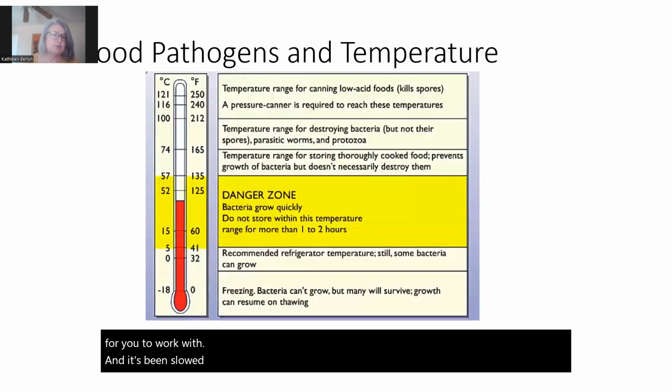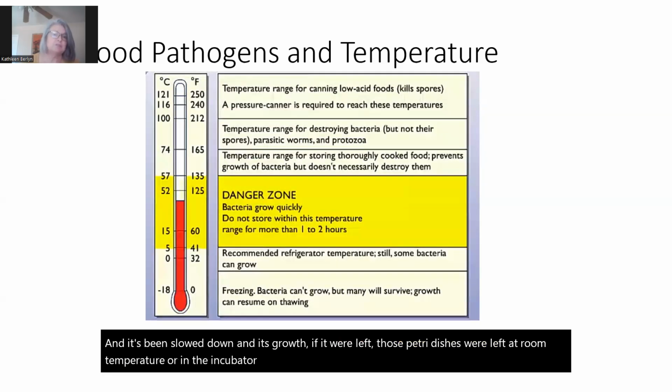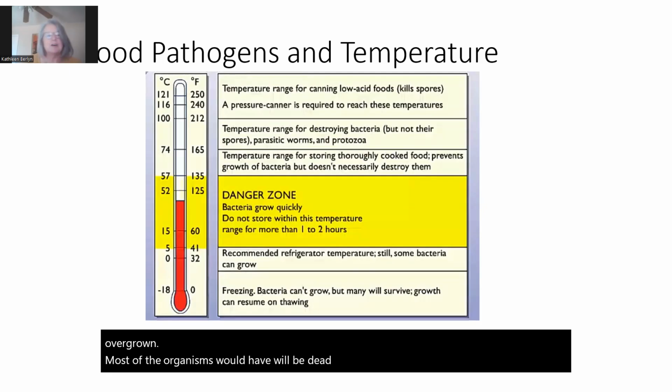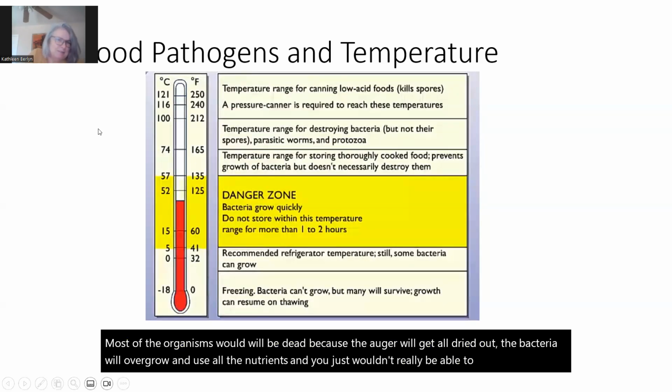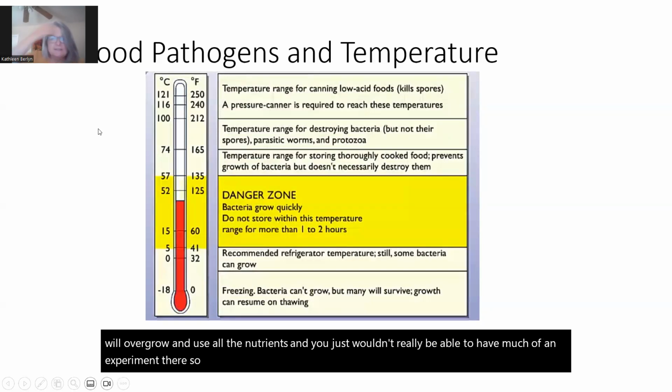and it's been slowed down in its growth. If those petri dishes were left at room temperature or in the incubator at the higher temperature for the whole week, they would be so overgrown. Most of the organisms will be dead because the agar will get all dried out. The bacteria will overgrow and use all the nutrients, and you just wouldn't really be able to have much of an experiment there. So that's why we put things in the refrigerator to cool things down.